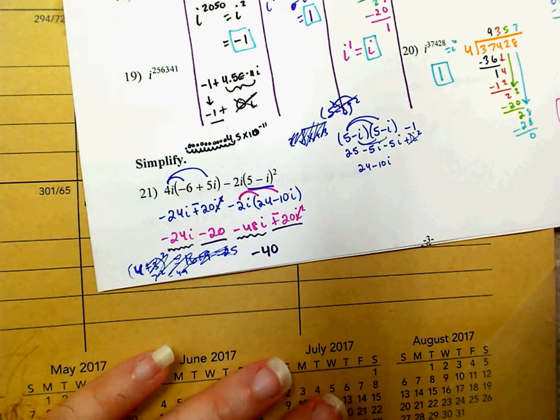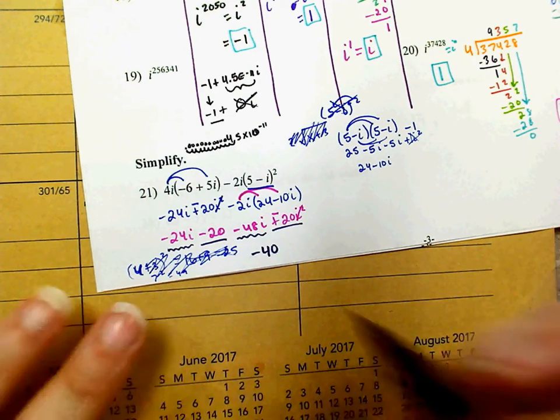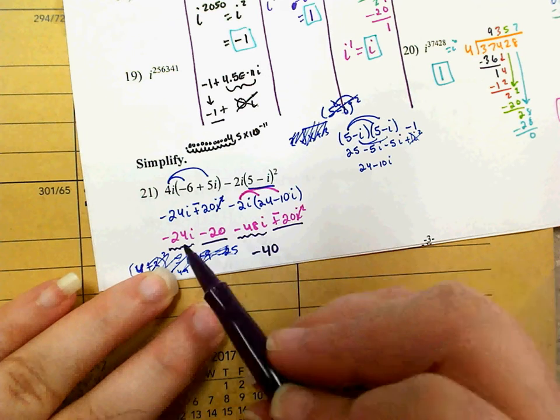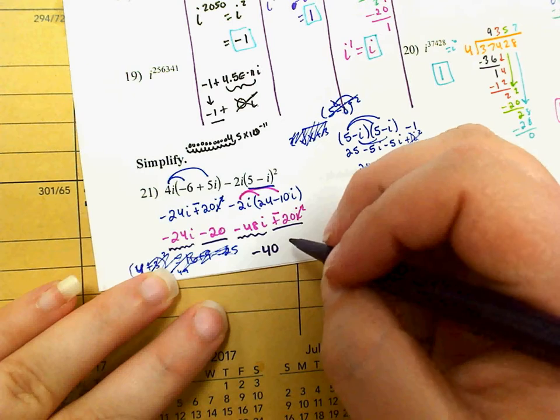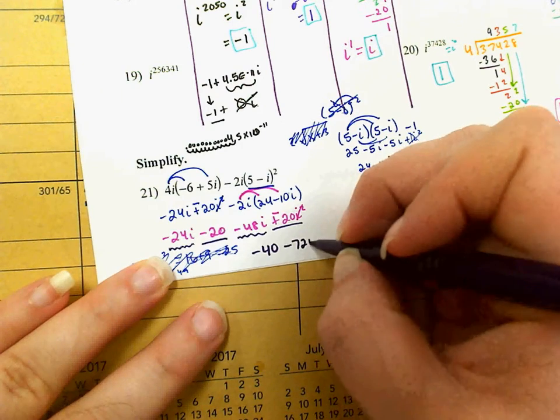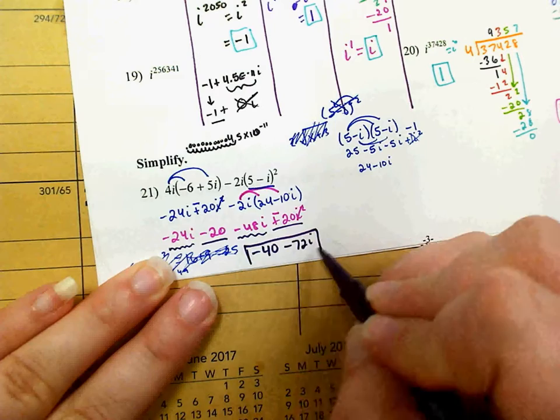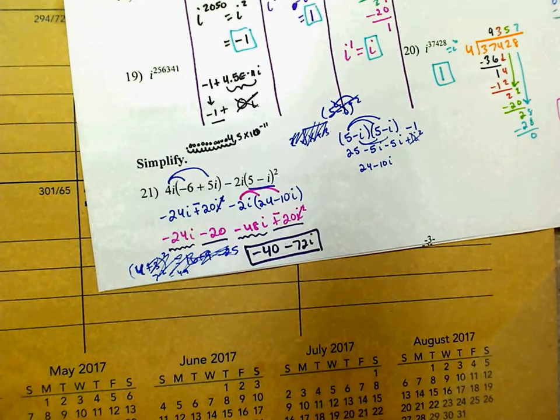Let me just clarify. Negative 24i, positive negative 20, 25 minus 1, so 24, yeah. So negative 48, okay, I'm good. 24 and 48 add up to 72. Yes. So minus 72i. Okay. So there's 21.